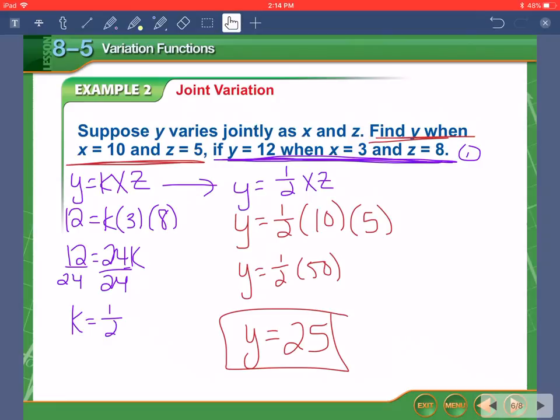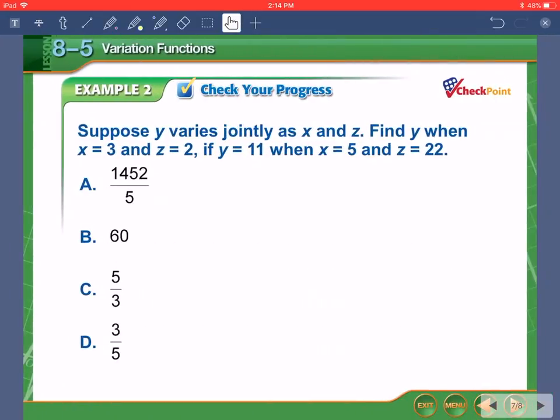And the last example for joint variation. Suppose y varies jointly as x and z. Find y when x equals 3 and z equals 2 if y equals 11 when x equals 5 and z equals 22. These three go together and we have all three parts. So given that we know y, x, and z, we're going to be able to solve for k.